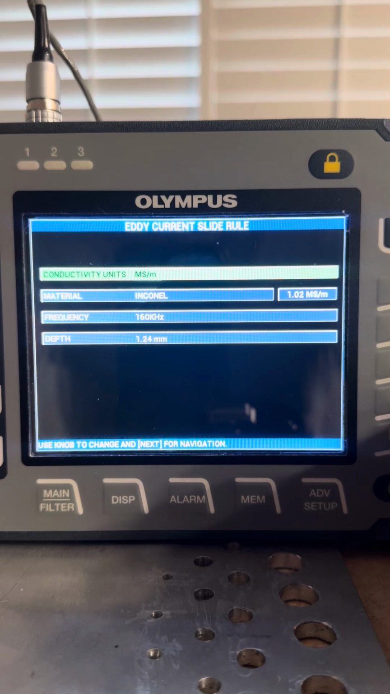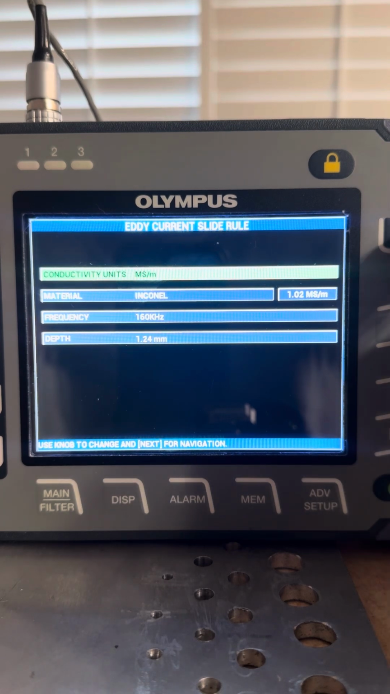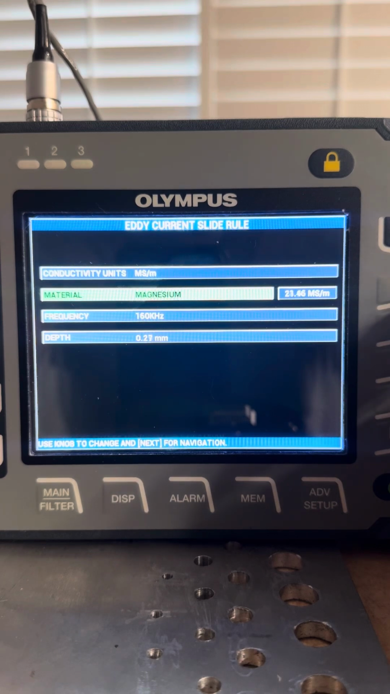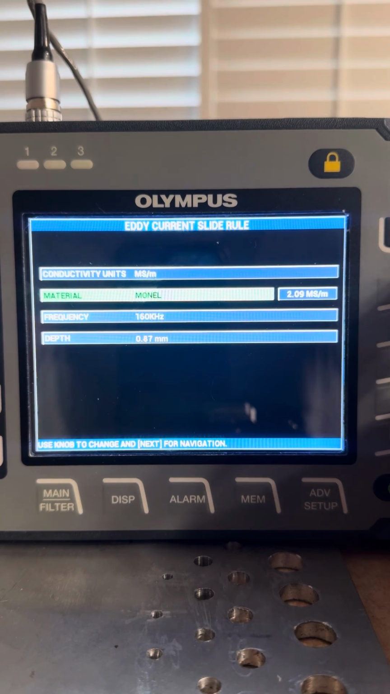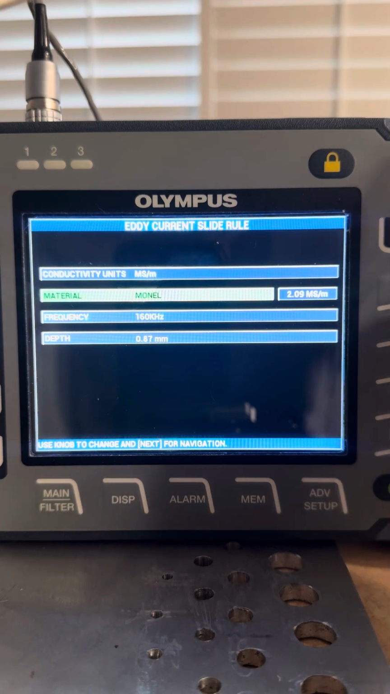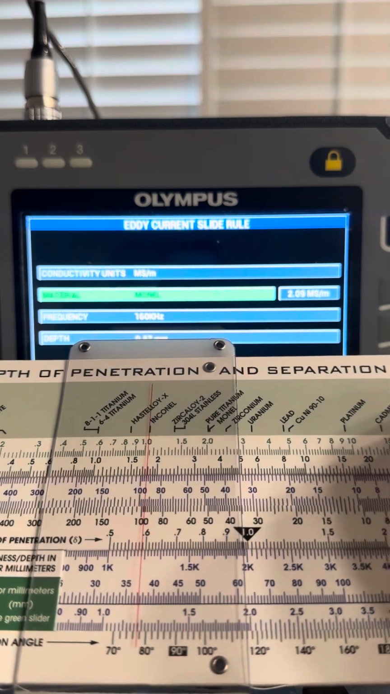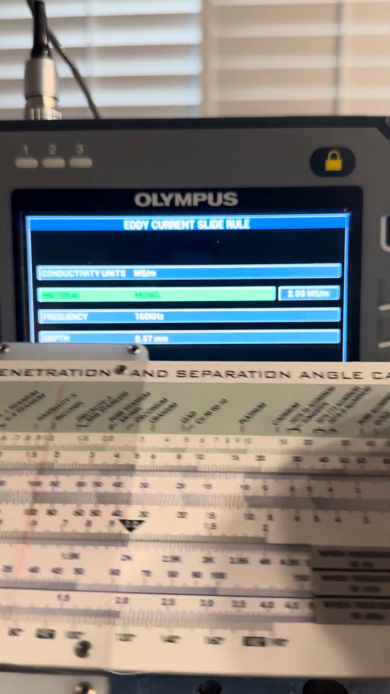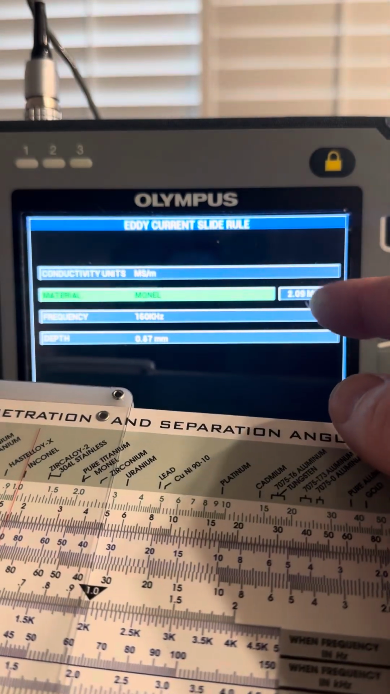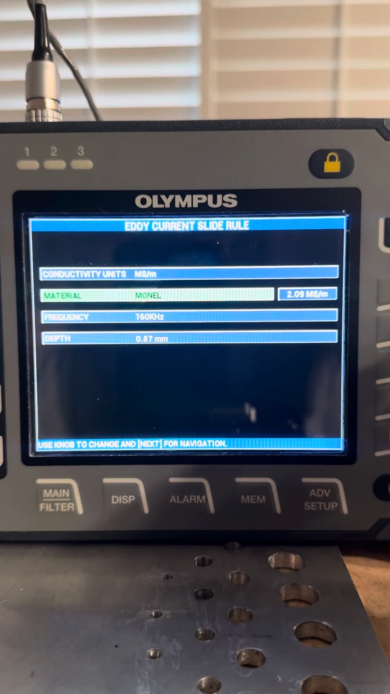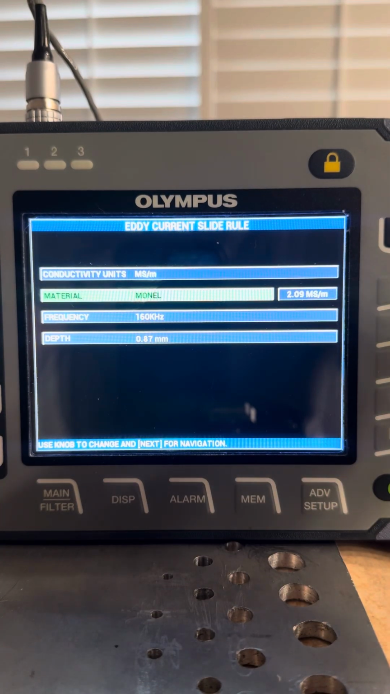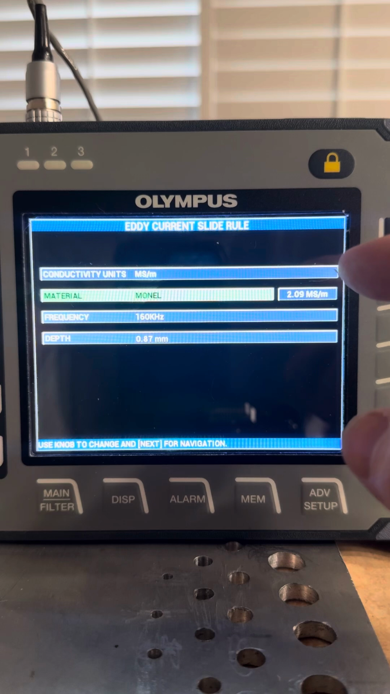The next thing I noticed is that when you hit the next button and you go through the materials, it just goes in steps. So it looks like what they did was they took the information from the paper slide rule, and if there's like 12 or 14 different materials across the top, those are the only ones that got put in here. So you can't dial it in for a very specific resistivity, for example.